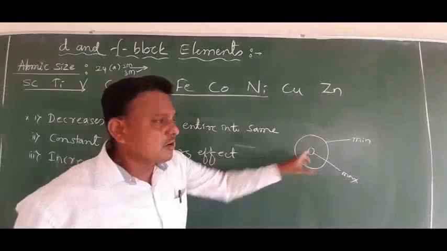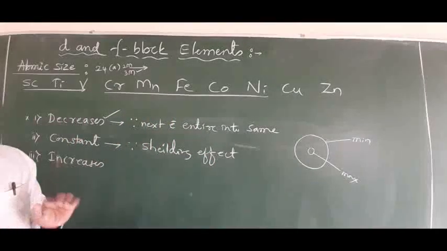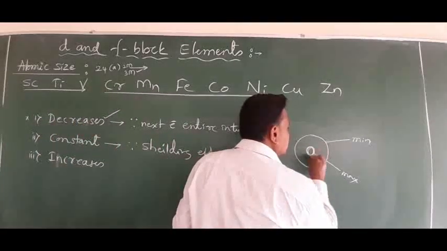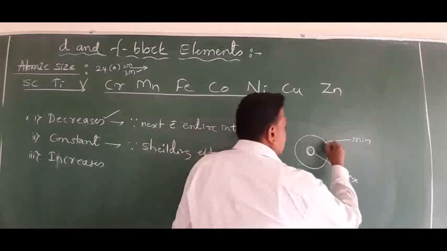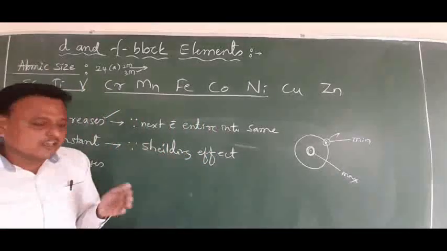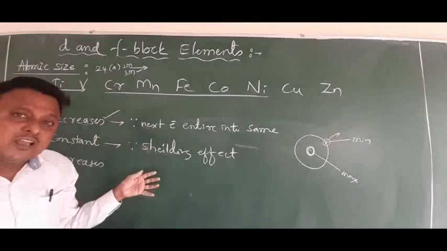If the inner orbitals have more electrons and the outer orbitals have fewer electrons, these electrons easily shield the nucleus. So the outer electron can easily escape out. This concept is called shielding. That is, the inner orbital has the maximum number of electrons, and the outer orbital has the minimum number of electrons.